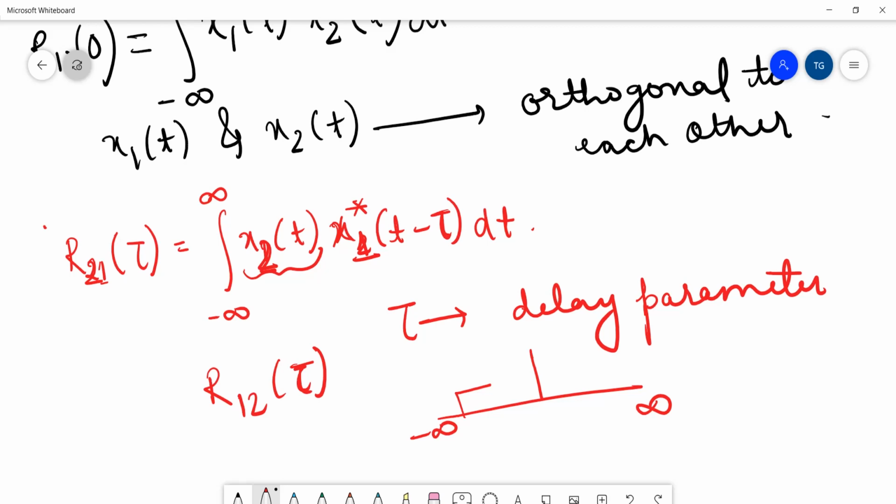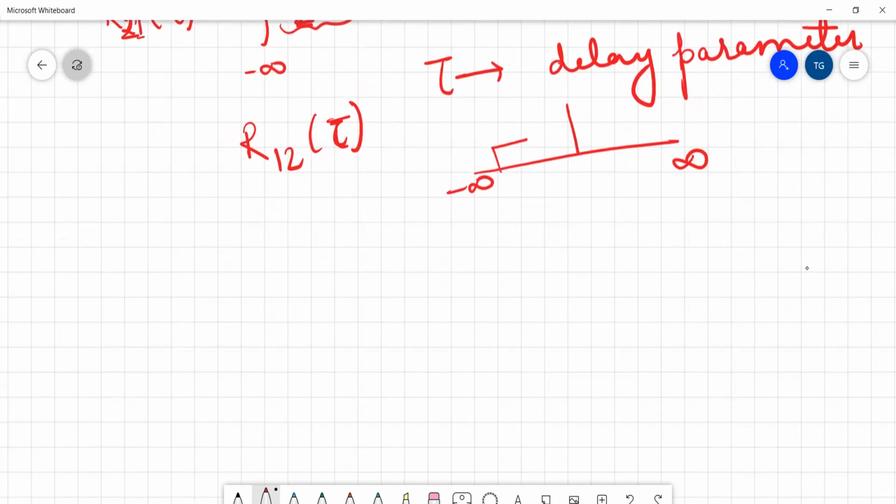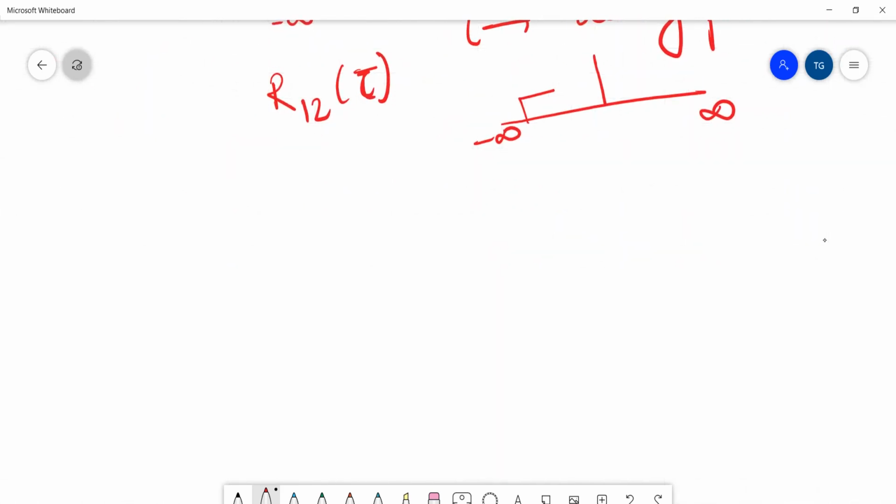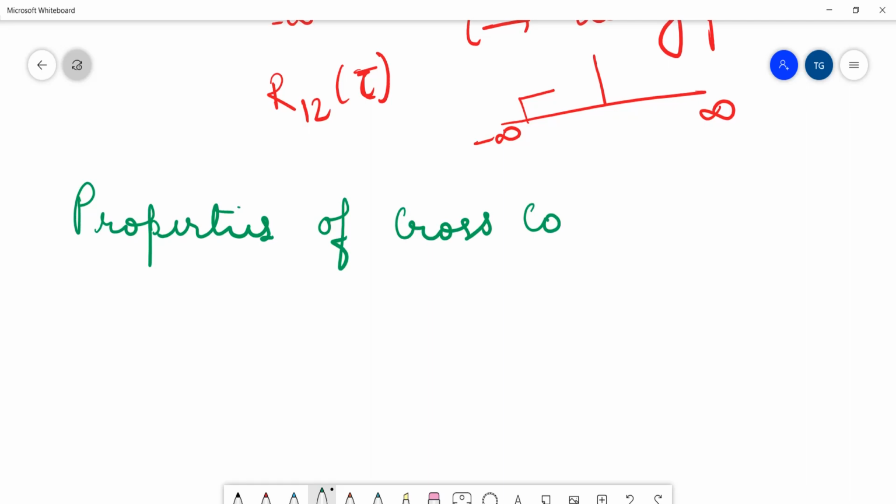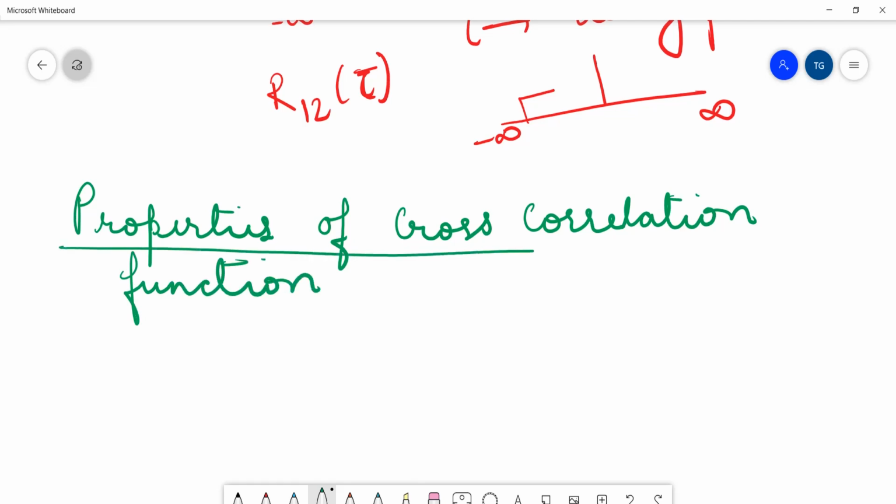So now we will see what are the properties of my cross correlation function for energy signals. Properties of cross correlation function. So first property is of conjugate symmetry.